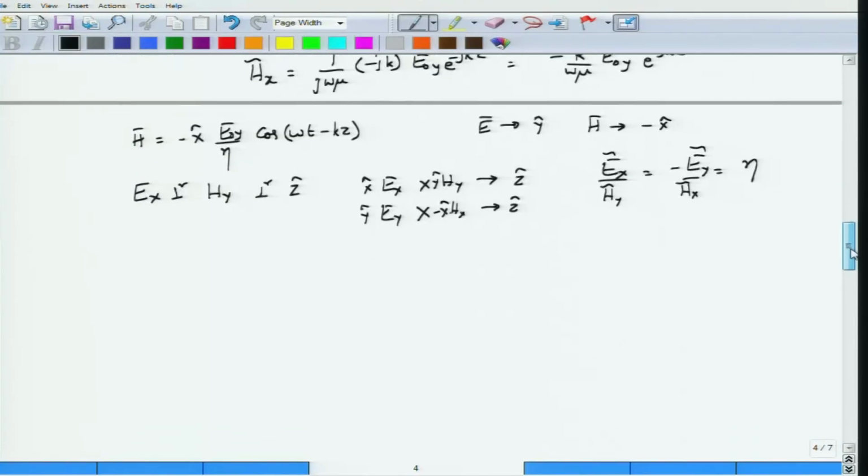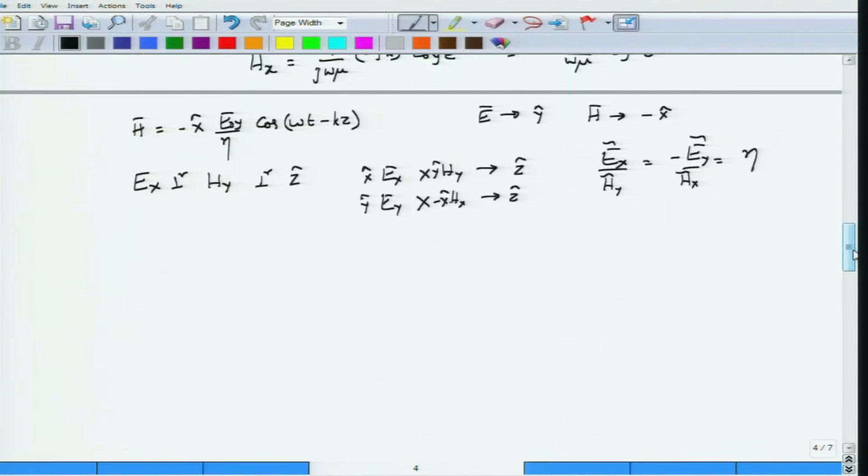Now there is another thing that you might ask at this point. Well, Maxwell's equation and the wave equation are linear equations. Now for a linear equation, if I have one solution and if I have another solution, any linear combination of these two solutions must also be a solution.